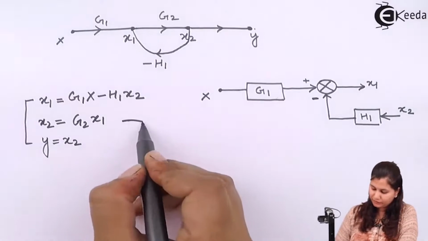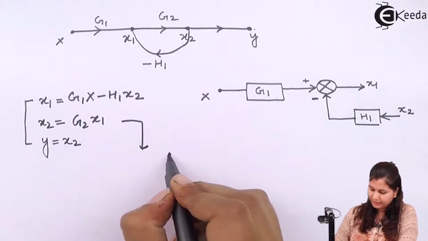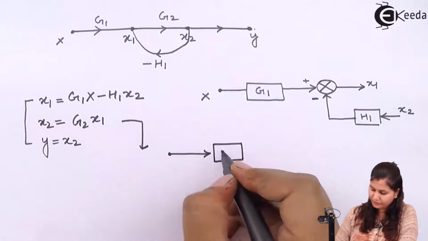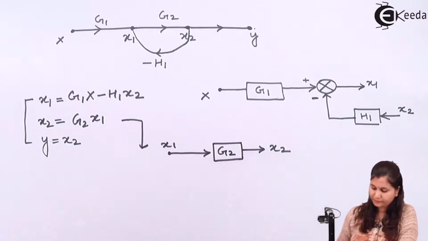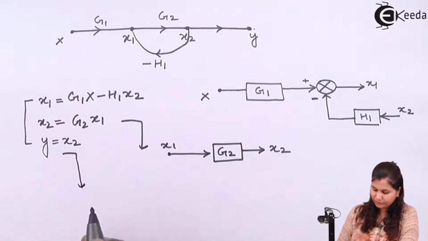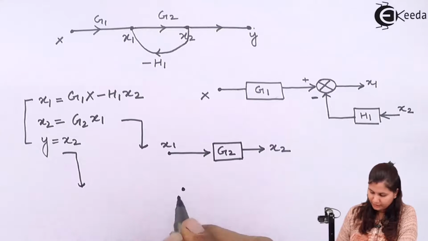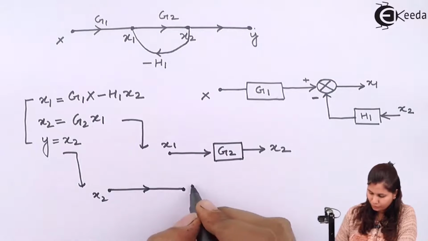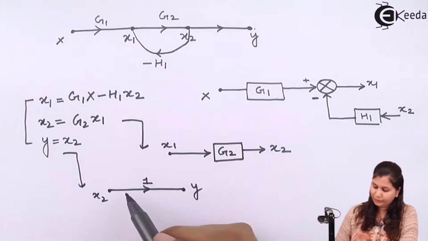Now for the second equation, we have x2 equals g2x1. So this is x1 multiplied with the transfer function, that is the transmittance, which should be written in the block, that is g2, and here we will have x2. This is the block diagram for the second equation. Now for the third equation, we will have the block diagram as y equals x2. So this is the node y, this is node x2, and x2 should be given to y, with a gain of 1. So these are the 3 block diagrams.